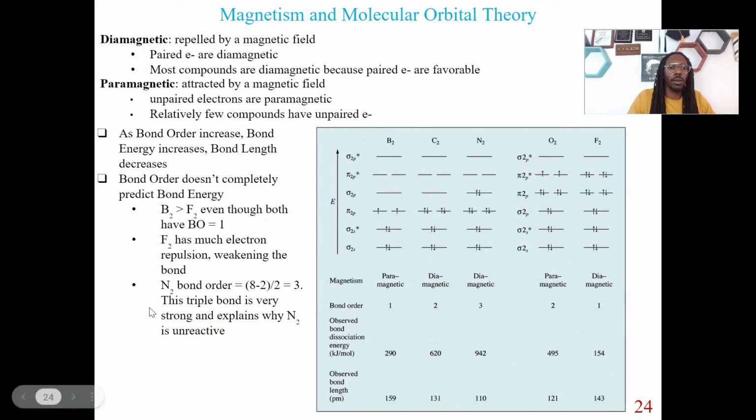And if we think about N2, in this case, the bond order will be 3. The triple bond is very strong, and that explains why N2 is unreactive.